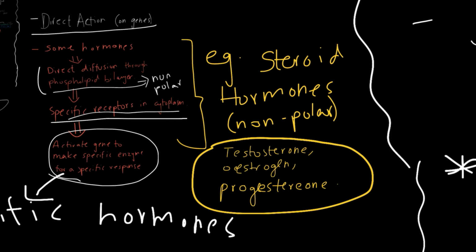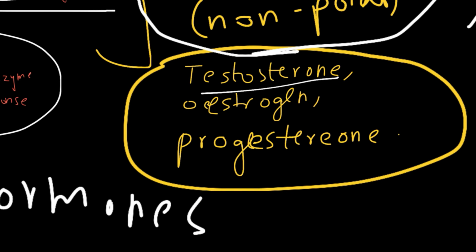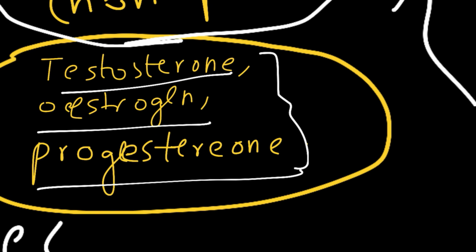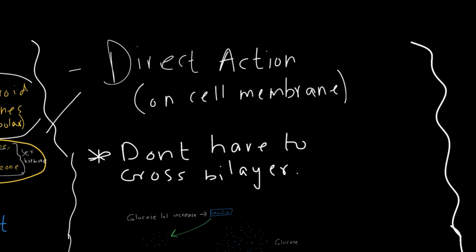Now there are very few of the kind that have direct action on genes. They're usually the steroid hormones, which are the non-polar hormones. Most of them are testosterone, estrogen, and progesterone, and all these three are sex hormones, right? I'll just mention it right here. Right, so sex hormones, all three of these: testosterone, estrogens, and progesterones.